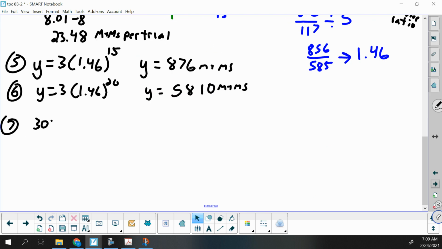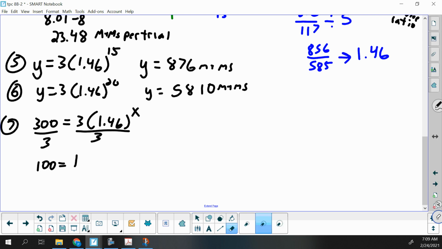Well, M&M's is a y, so we'll have 300 equals 3 times 1.46 to the x. First thing we would do is divide by 3. And then because we want to find an x that's in an exponent, we should be using a log. Base of the exponent same as base of the log, so we'll have log base 1.46 of 100 equals x. And when we get that, x is equal to 12.1.